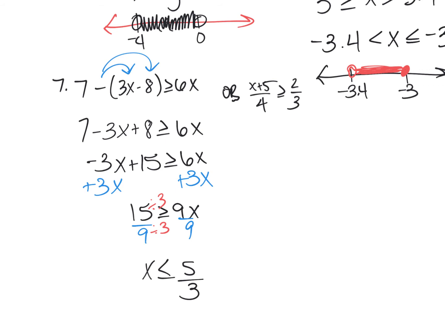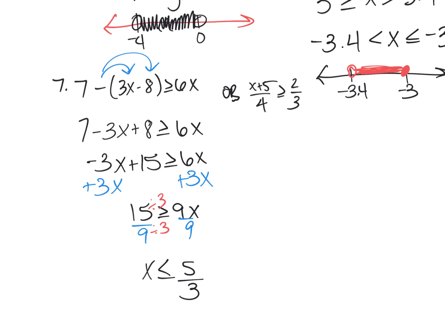Because a lot of times you need a calculator to turn it into a decimal, and we don't need you to do that. So the second part of this is x plus 5 divided by 4 is greater than or equal to 2/3. So one way to do this is to multiply both sides by 4, and you end up with a fraction on the other side. And then you have to add and subtract fractions.